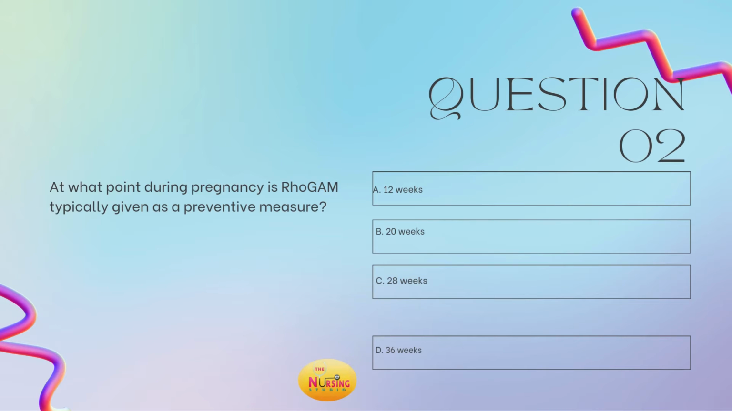Question number two. At what point during pregnancy is RhoGAM typically given as a preventative measure? Is it at 12 weeks, 20 weeks, 28 weeks, or 36 weeks? Take a moment and tell me what you got.